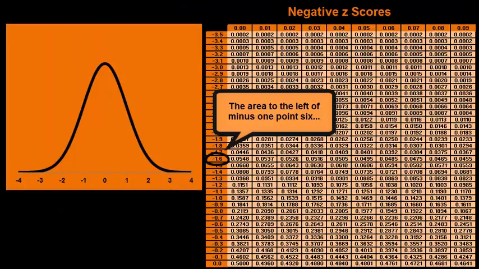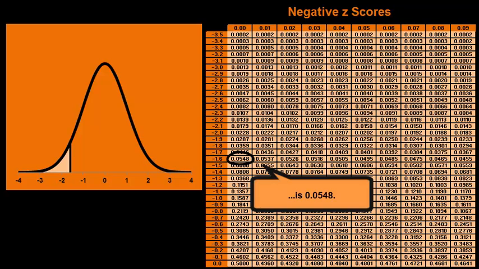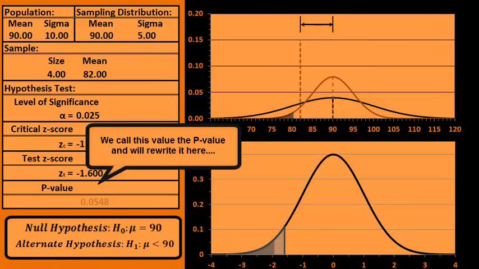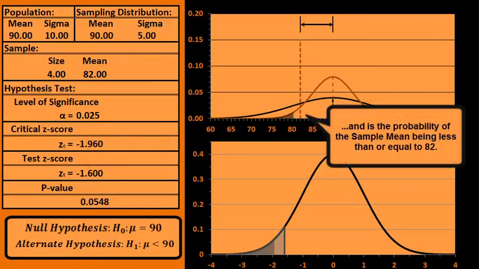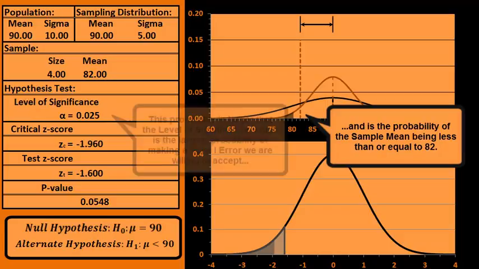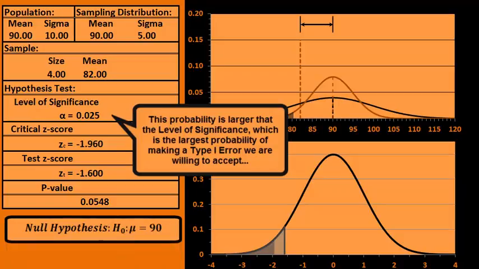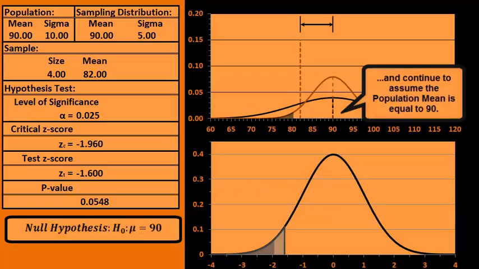The area to the left of minus 1.60 is 0.0548. We call this value the p-value, and we'll rewrite it here, and is the probability of the sample mean being less than or equal to 82. This probability is larger than the level of significance, which is the largest probability of making a type 1 error we are willing to accept. Therefore, we decide to not reject the null hypothesis, and continue to assume the population mean is equal to 90.